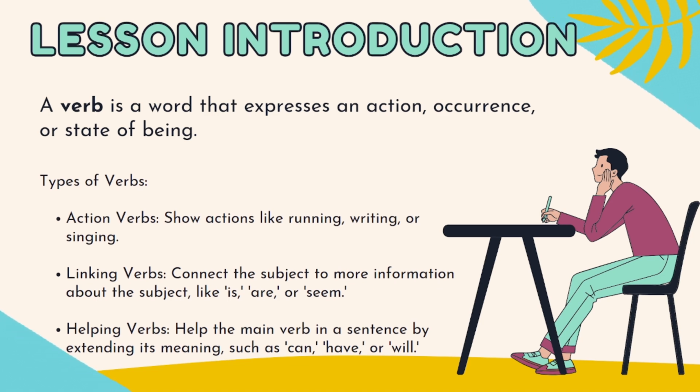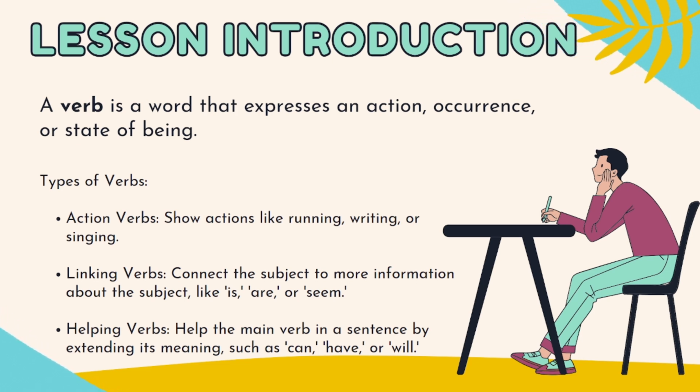Okay, let's proceed with our lesson. A verb is a word that expresses an action, occurrence, or state of being. Verbs can also be broken down into three main types. Action verbs show what someone or something is doing, like run or eat. Linking verbs connect the subject of a sentence to more information, like is or seem. Finally, helping verbs work alongside the main verb to clarify meaning. An example would be can or have.